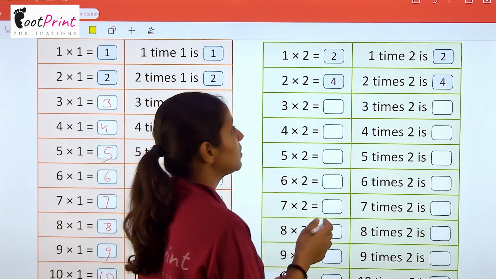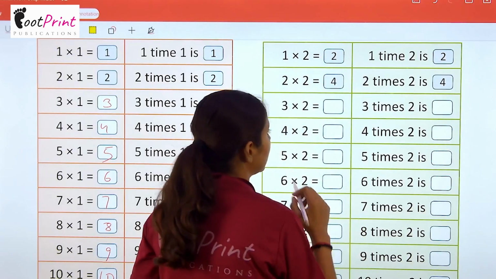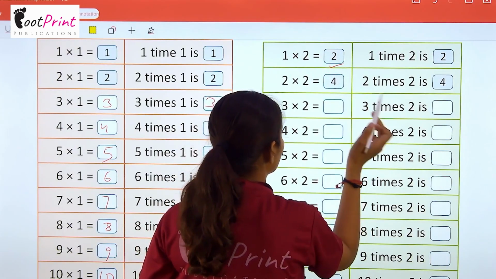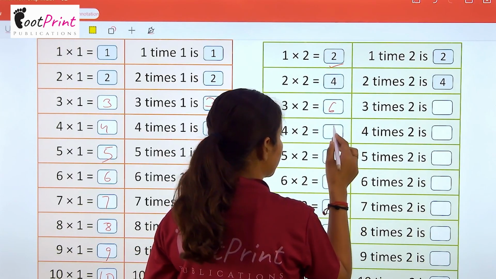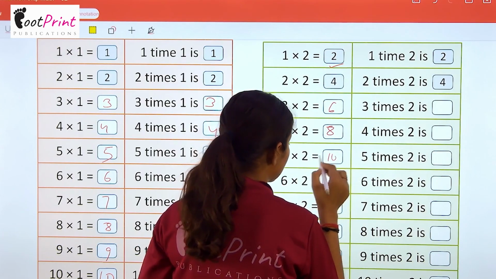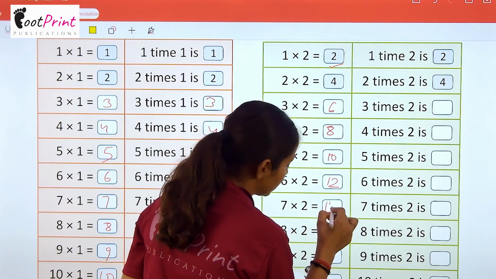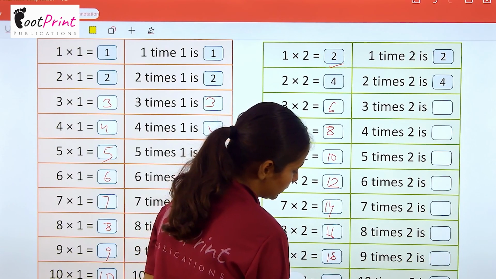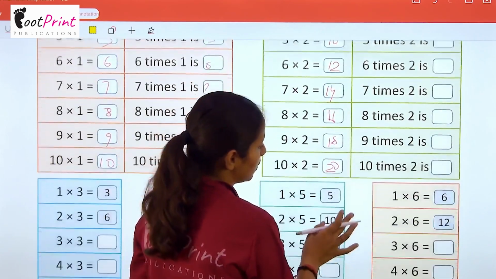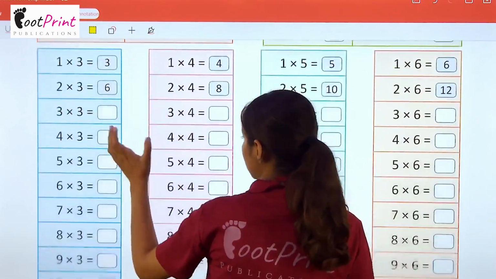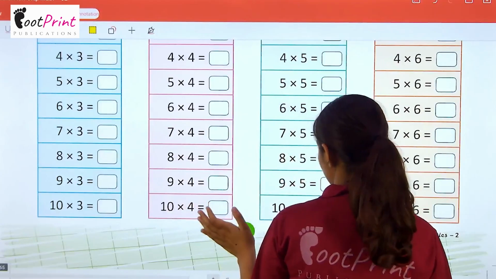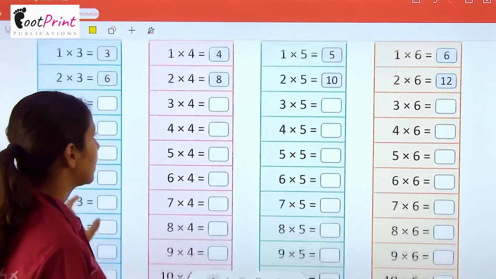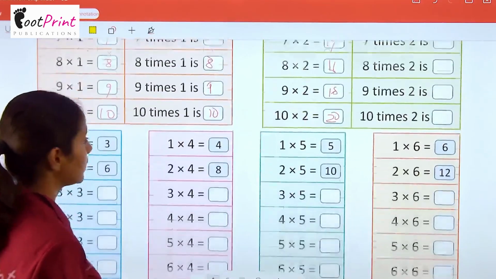जब आप 2 से मल्टीप्लाई करते हो, so 1 multiply 2 is 2, 2 multiply 2 is 4, 3 multiply 2 is 6, 4 multiply 2 is 8, 5 twos are 10, 6 twos are 12, 7 twos are 14, 8 twos are 16, 9 twos are 18 and 10 twos are 20. Okay. Similarly, जब आप 3 से मल्टीप्लाई करते हो, जब आप 4 से मल्टीप्लाई करते हो, then 5, then 6. So these tables you have to fill yourselves. Okay.